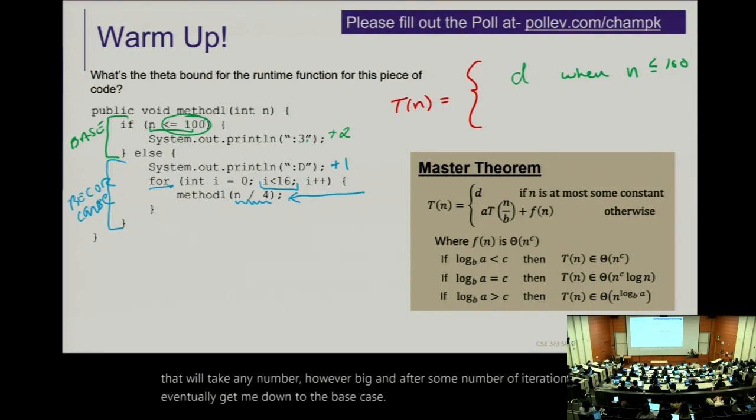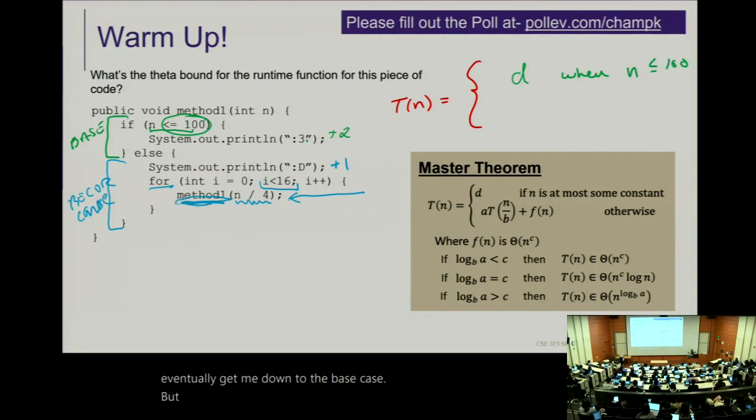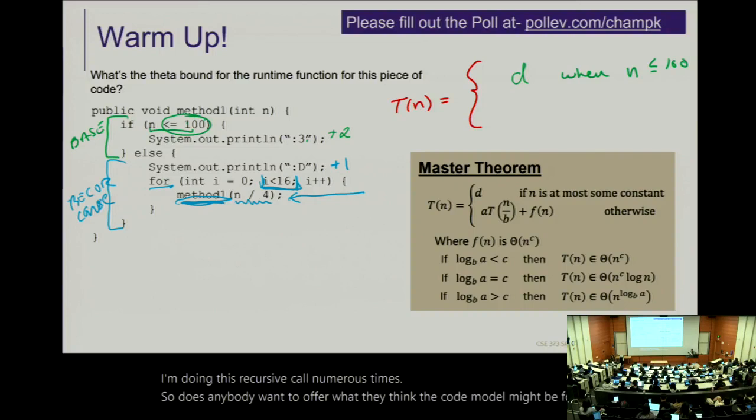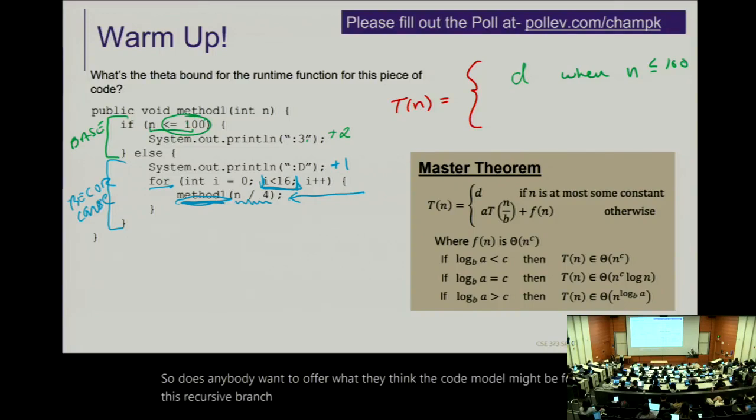But I'm doing this recursive call numerous times. So, does anybody want to offer what they think the code model might be for this recursive branch? Any suggestions? Let's see. All right, the brave front row. What do you got for me?